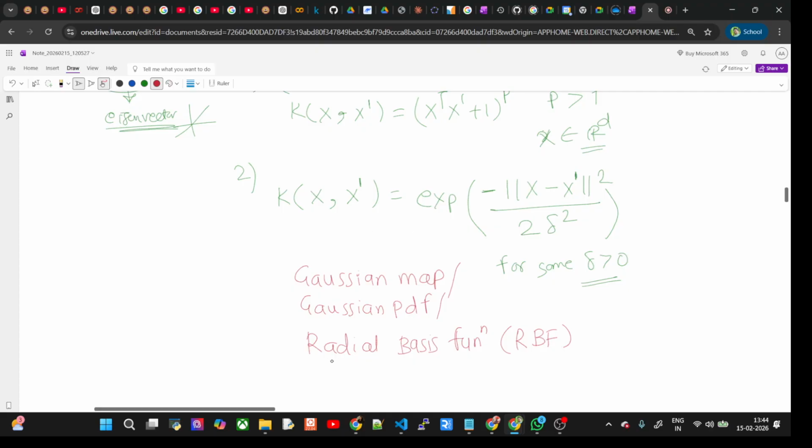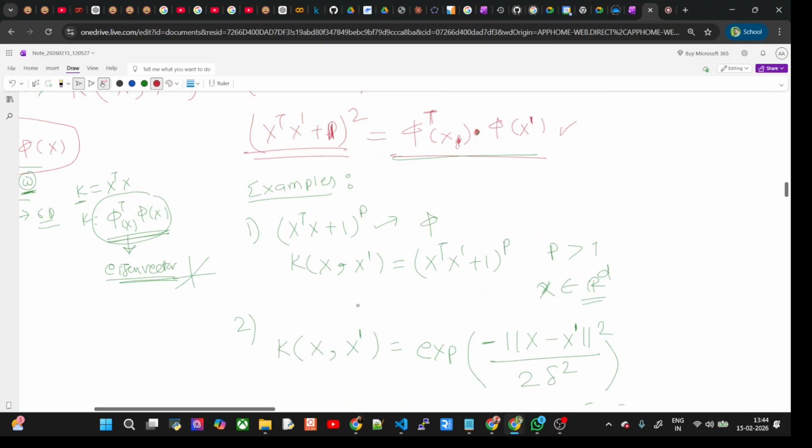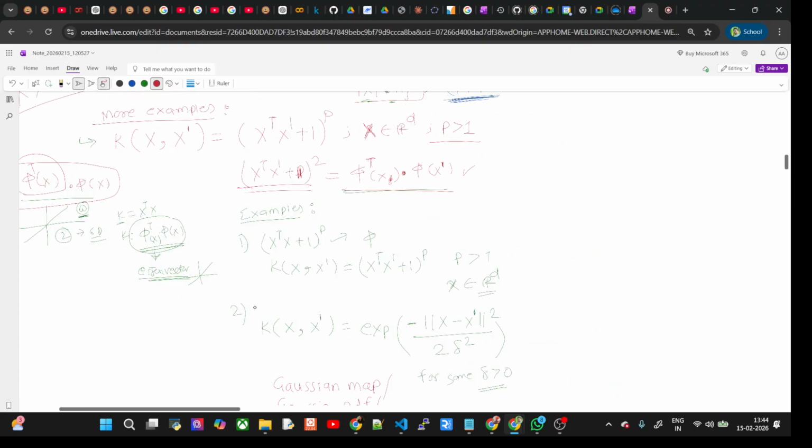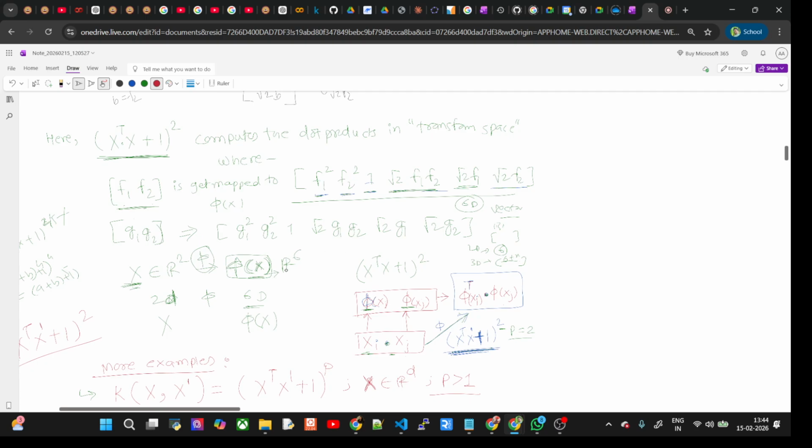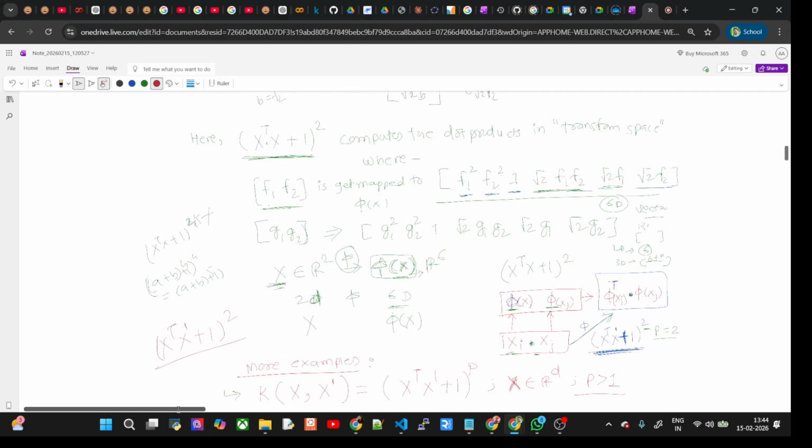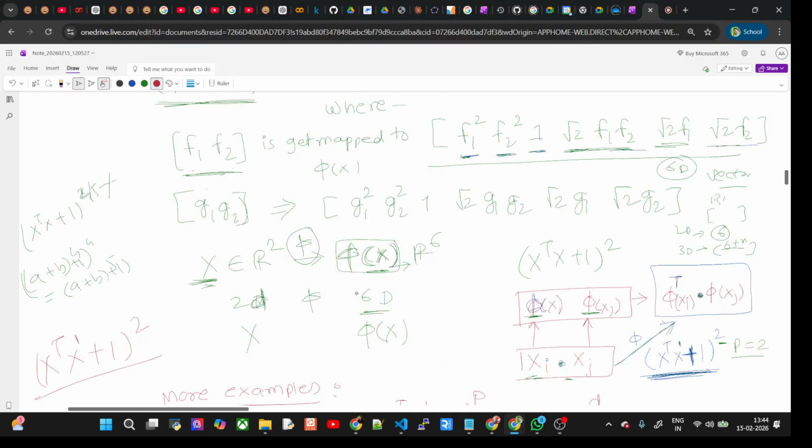Okay, this is the radial basis function. Now what I just showed you, how phi of x transpose phi of x for the square... if you see, kernel means exponential, that's all. Whenever kernel SVM or kernel PCA comes, they consider the Gaussian kernel by default.